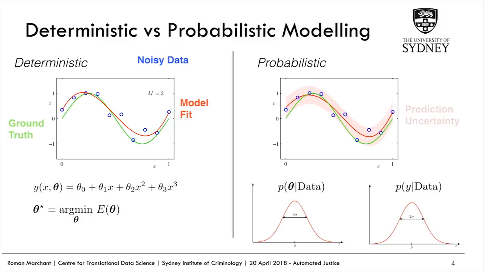I'm a lecturer in data science, and I always tell my students that it's better to be imprecisely correct than precisely wrong, okay? So quantification of uncertainty is really, really important, especially when you're making decisions based on the models.